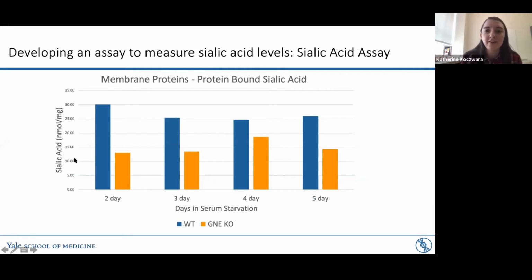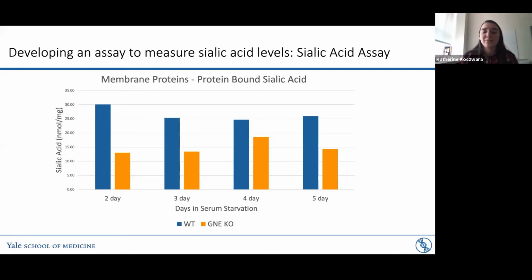And so I have done a few initial experiments looking at these cells using our knockout cell lines that we have in the lab. Looking at various days of serum starvation, so growing in media free of sialic acid, we can see that there does appear to be a difference in overall sialic acid between our healthy cells and the reduced level that we see in the GNE knockout cells.